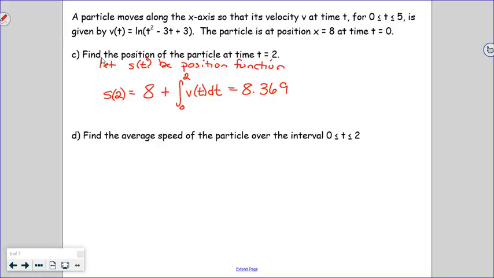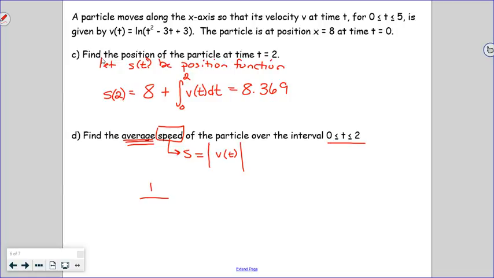And then the last one, find the average speed of the particle. Now, average speed, remember that speed equals what function? Velocity, but absolute value, right? So the speed of our particle is going to be the absolute value of our velocity, and it's asking us for the average of that function. So the average of a function is that formula that says 1 over b minus a times the integral of that function from a to b, right? Remember that formula?